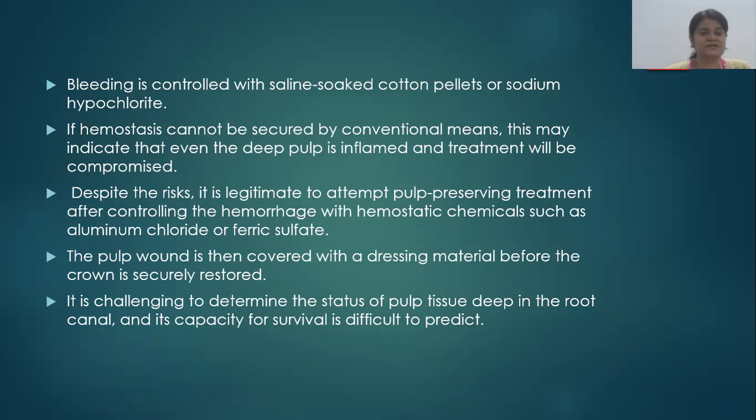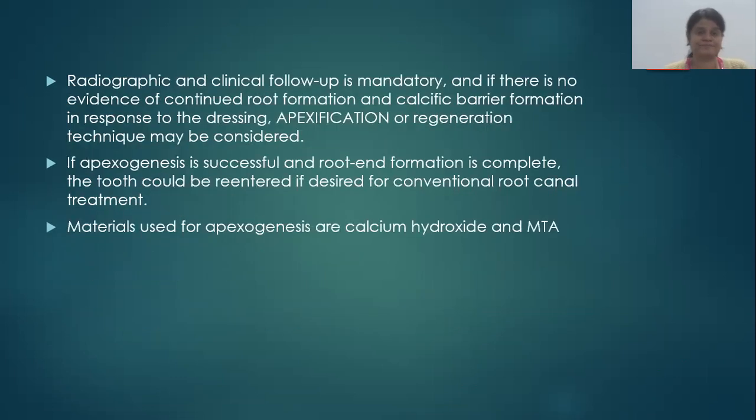Despite the risk, it is legitimate to attempt pulp preserving procedures after controlling the hemorrhage with hemostatic chemicals such as alum chloride or ferric sulfate. The pulp wound is then covered with the dressing material before the crown is securely restored. It is challenging to determine the status of the pulp tissue deep in the root canal and its capacity to survive. It is difficult to predict.